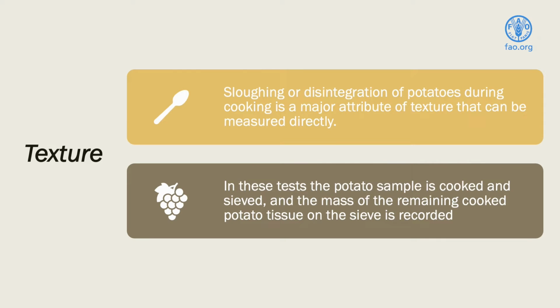Sloughing and discoloration of the potato during cooking are major attributes of texture and can be measured directly. Actually, sloughing is a very important parameter when determining the texture of French fries or some steamed potato. In this test, potato is cooked and sieved, and the mass of the remaining cooked potato tissue on the sieve is recorded. So actually this test is very simple, but we can easily determine the sloughing result.